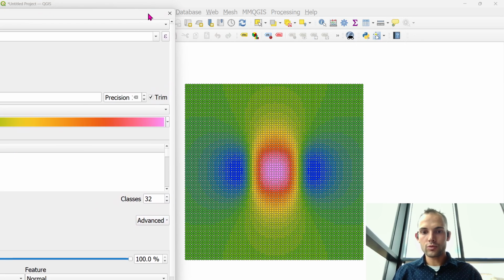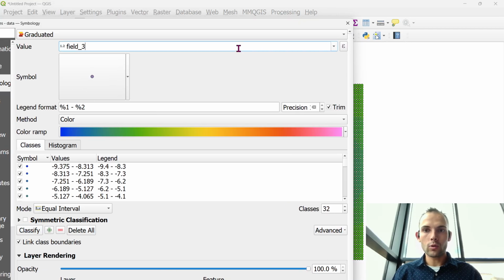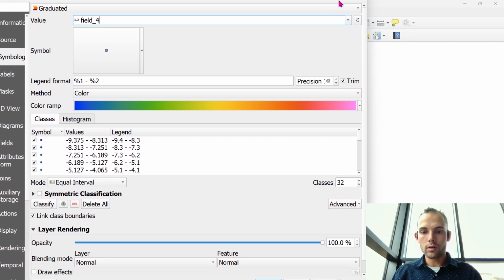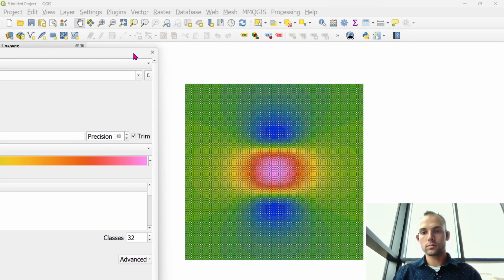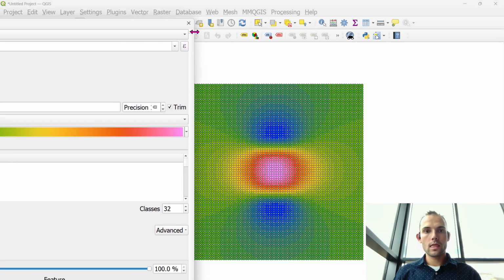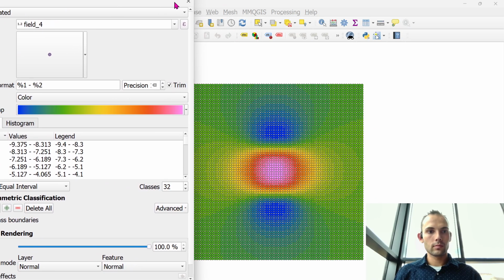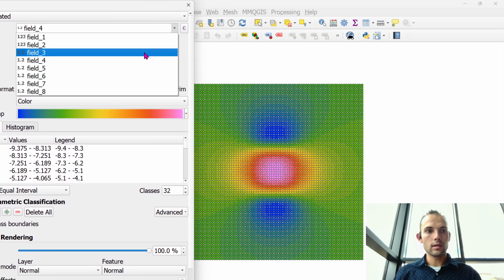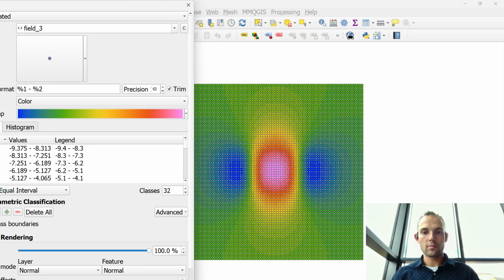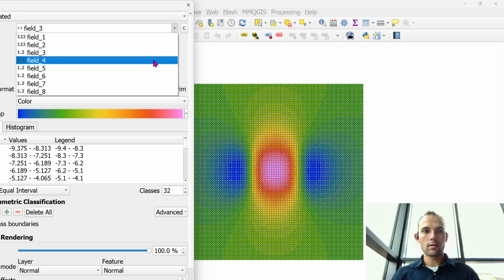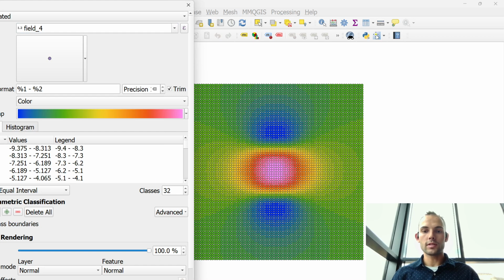But that looks right for XX. Let's check YY. I think that was field 4. Yeah. See, these things look like mirrors of each other. Let me do this quickly so you can see it. XX and YY kind of look like the same field, but just rotated. Kind of interesting, these symmetries that appear.